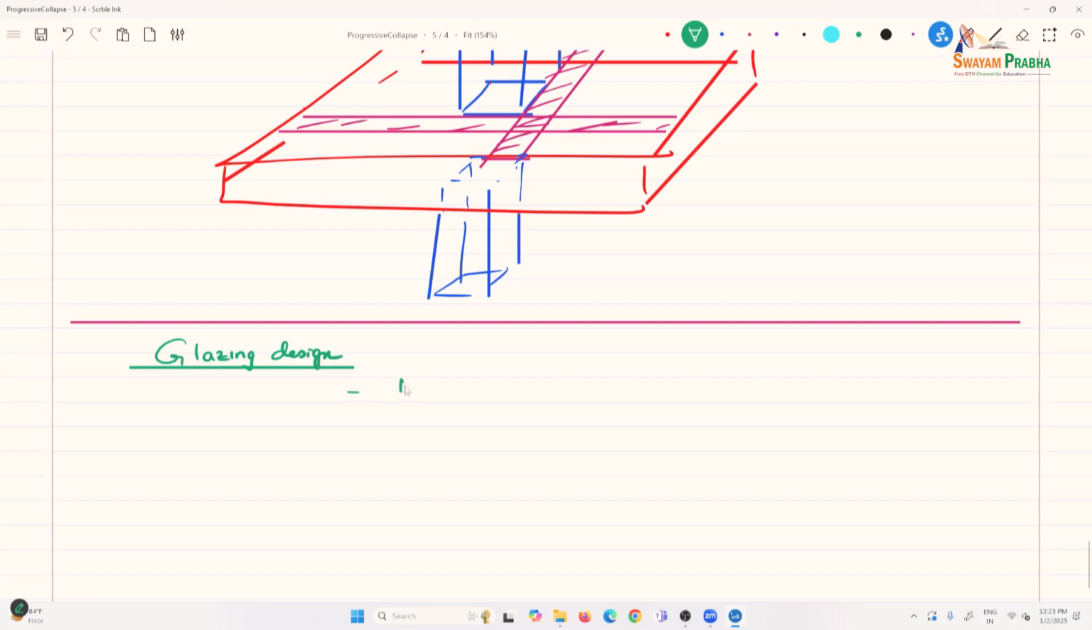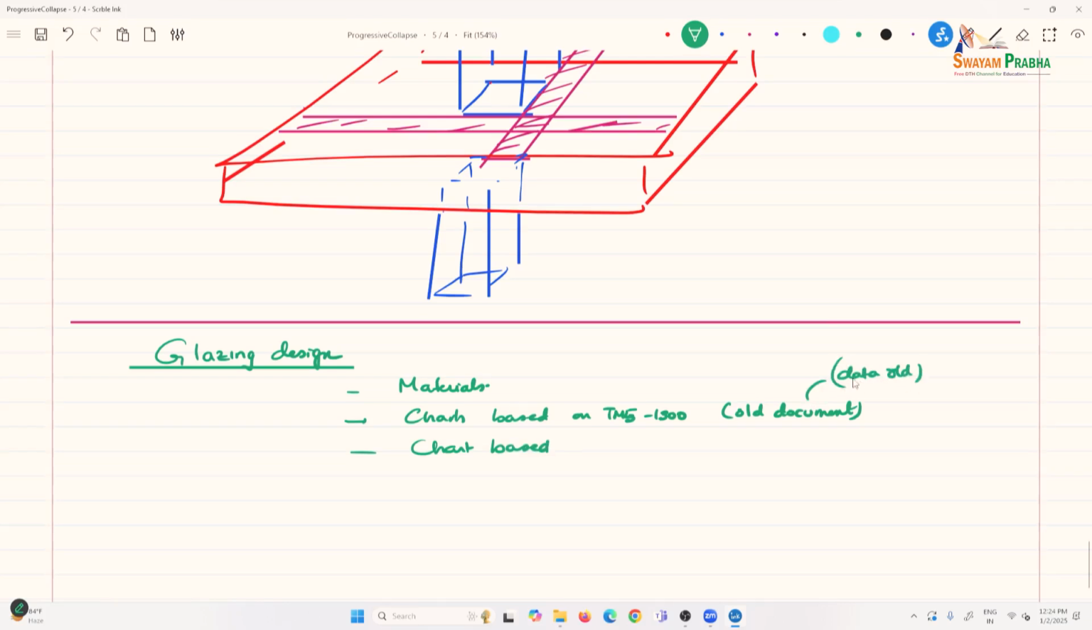We'll briefly touch upon the materials. These are charts based on TM5-1300. It's an old document. You may not find it on the web. Maybe somewhere on the dark web there must be something there. And these are chart-based design procedures. This is old, so the data is also old. If you are using it for special purposes, quite often they will go get it tested.